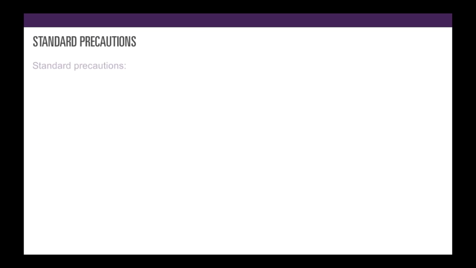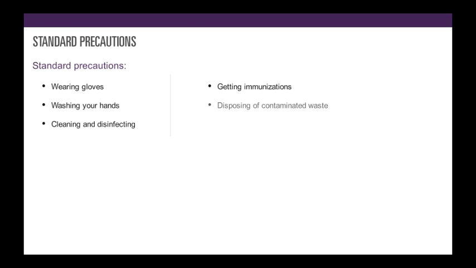You've learned that standard precautions are practices used to keep the consumer and yourself safe from disease-causing germs and blood-borne diseases. In addition to wearing gloves and washing your hands, cleaning and disinfecting the environment, getting immunizations, properly disposing of contaminated waste, and disposing of sharps correctly are also part of standard precautions. You'll learn about these in this lesson, starting with cleaning and disinfecting.